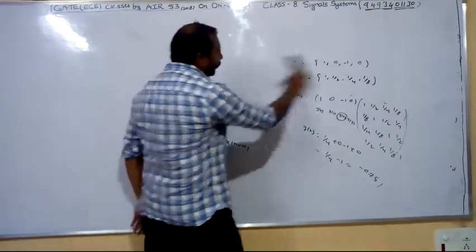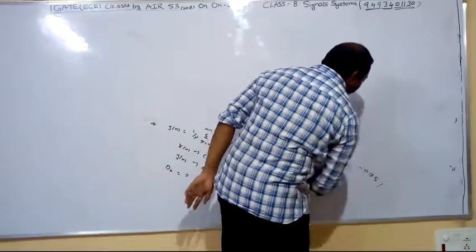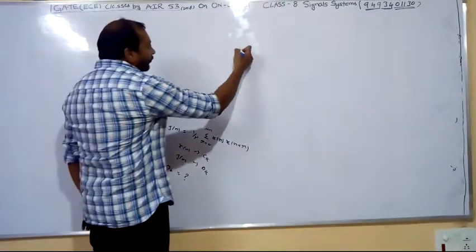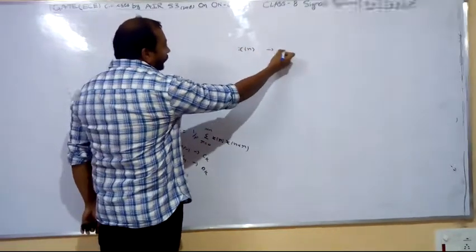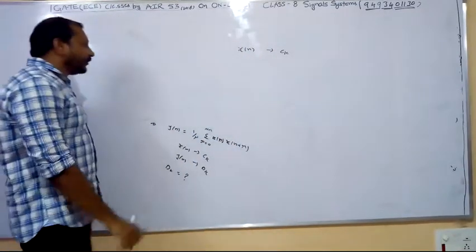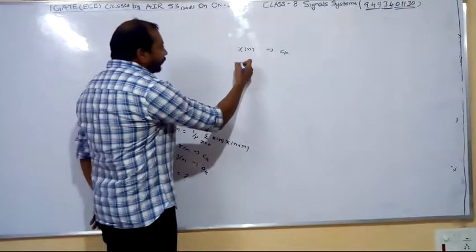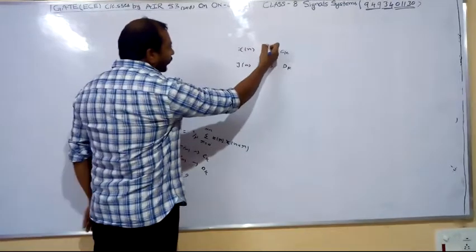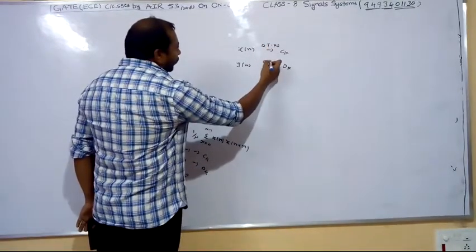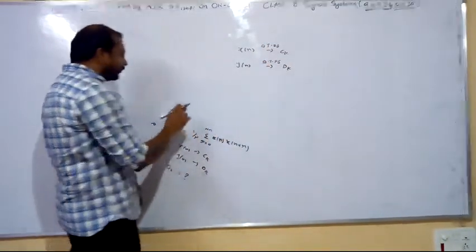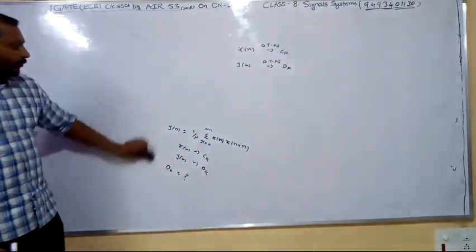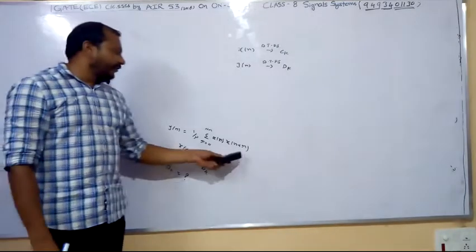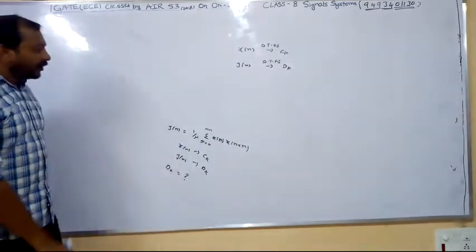Y of n they have given. Let us consider a signal x of n whose DTFS coefficient is equal to ck, and y of n whose DTFS coefficient is equal to dk, and the relation between x of n and y of n is given like this. Y of n is equal to 1 by N sigma r equal to 0 to N minus 1, x of r into x of n plus r.